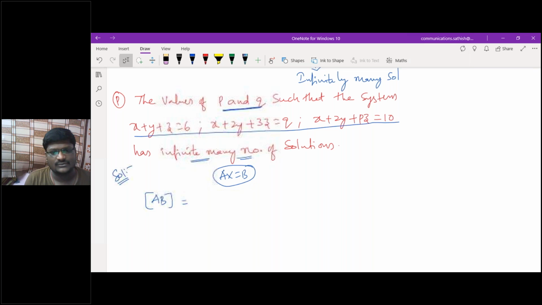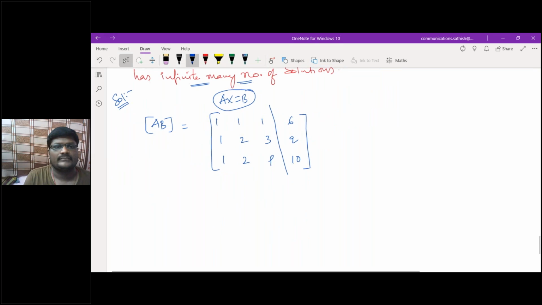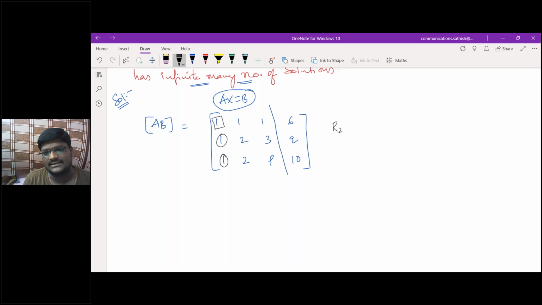So which is 1, 1, 1, 6. Then 1, 2, 3, Q. Then 1, 2, P and 10. Am I correct? This is the augmented matrix, na? Are you able to follow me? Yes, sir. By using this element, I need to make it a 0. So that is R2 as R2 minus R1 and R3 as R3 minus R1.